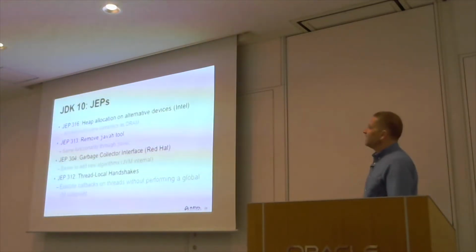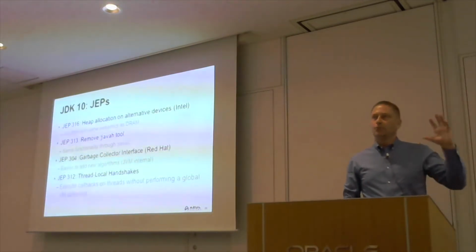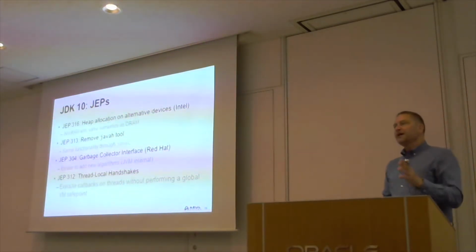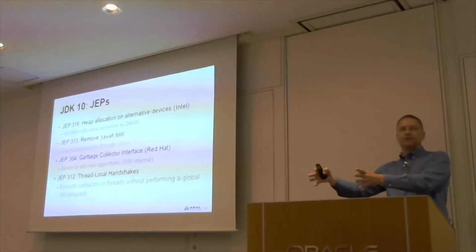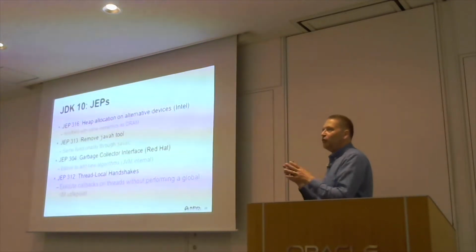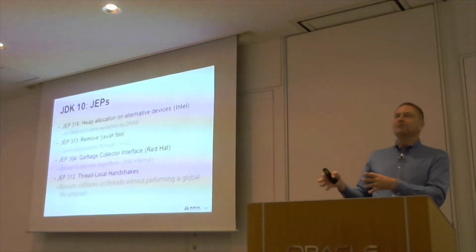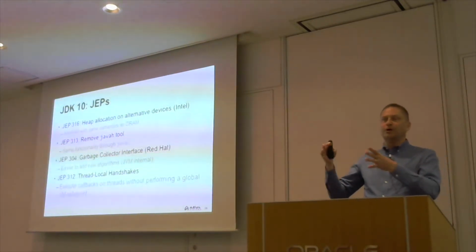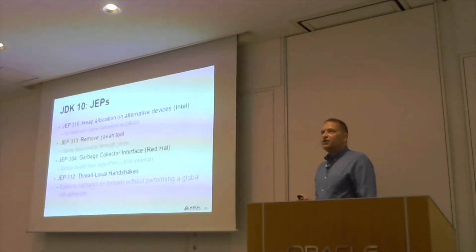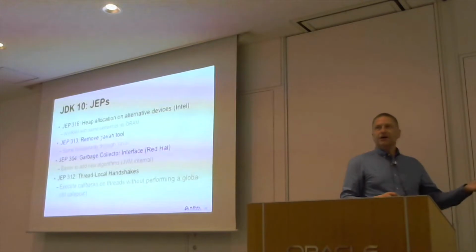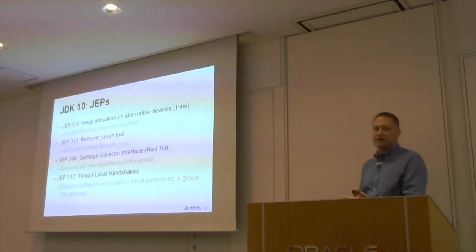A few more things, heap allocation on alternate devices. This is the idea, which actually came from Intel, of being able to put your heap not just in RAM, but in non-volatile RAM. Because there's non-volatile RAM from, funnily enough, Intel, which now performs almost as well as normal DRAM. And that way you can put your heap on a non-volatile RAM. Some more cleaning up. The javah tool, which is used for JNI, has been removed, and now there's a -h option on javac that does the same thing.